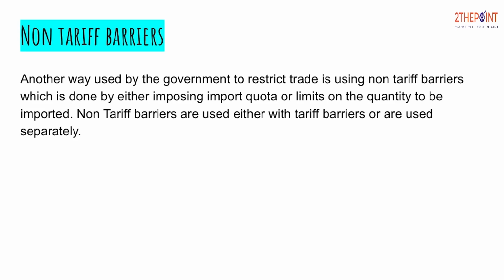Another way used by the government to restrict trade is using non-tariff barriers, which is done by imposing import quotas, limits on the quantity to be imported. Non-tariff barriers are used either with tariff barriers or separately. So sometimes there is a combination of tariff and non-tariff barriers levied by the government, or sometimes it is just the non-tariff barrier that is being used by the government.